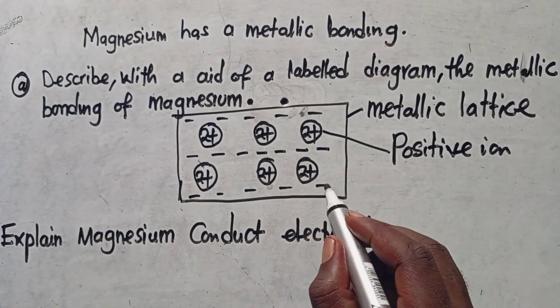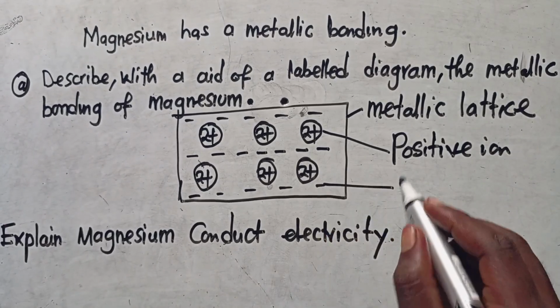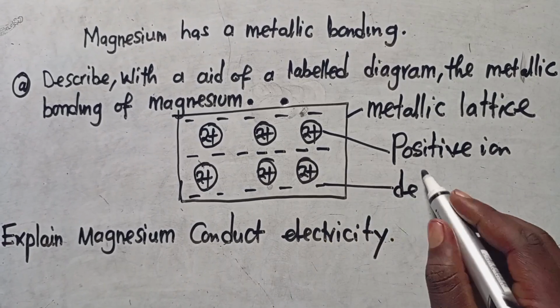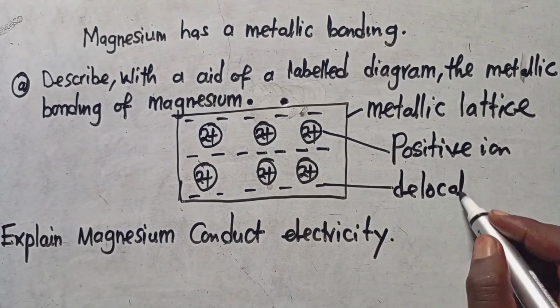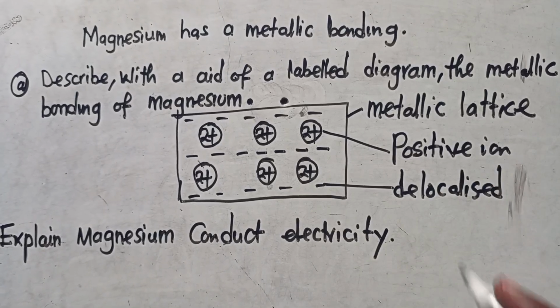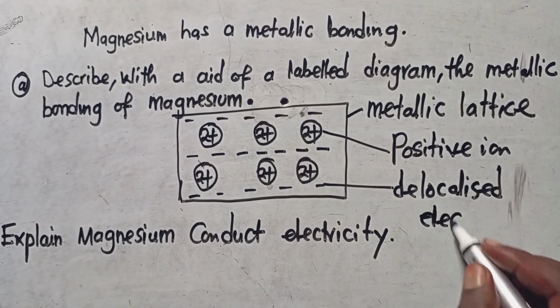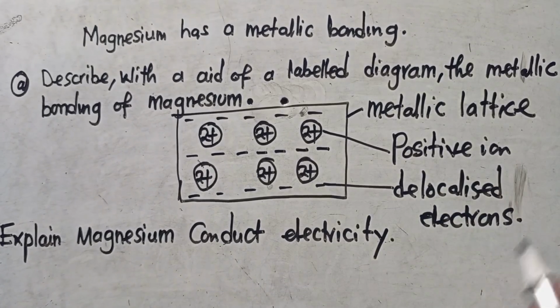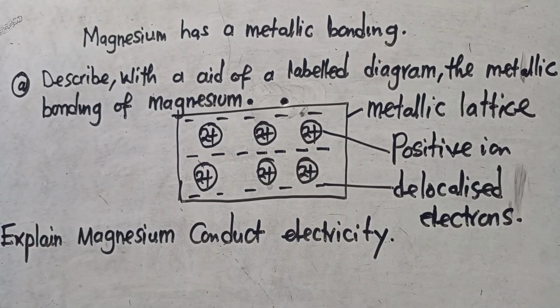Then we've got these ones. These are what we are calling delocalized electrons. This is what you need to understand. We call them delocalized electrons. This is something you are supposed to know. So I want you to understand this. I want you to know this.